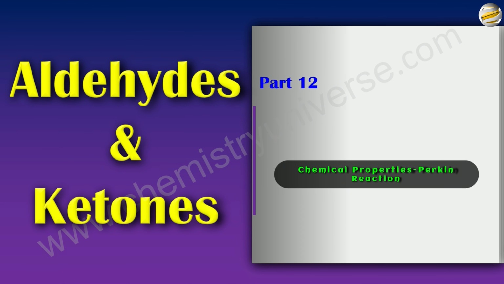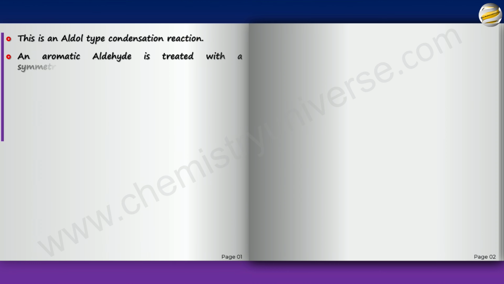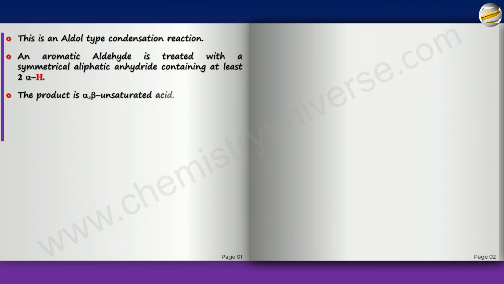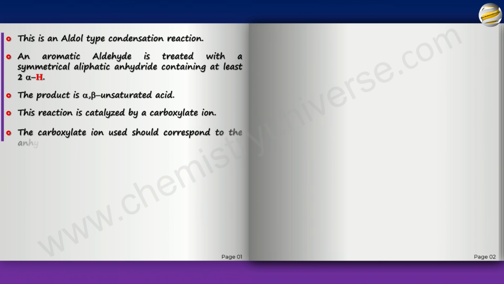Okay, so here we go. This is an aldol type condensation reaction. And in this, what we do is we have an aromatic aldehyde and it is treated with a symmetrical aliphatic anhydride containing at least 2 alpha hydrogens. That is very important. The product will be an alpha beta unsaturated acid, and the reaction is catalyzed by a carboxylate ion, and it is preferred that the carboxylate ion used should correspond to the anhydride.